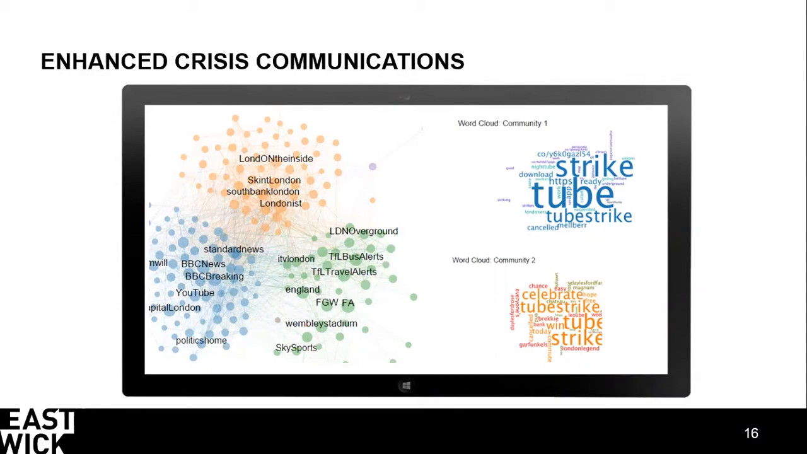Or they're worried about, in this case, they were worried about getting to work on time. They were worried about getting to whatever appointment they were trying to get to. And Transport for London, using a tool like this, was able to help, again, right the ship, so to speak. Next slide.